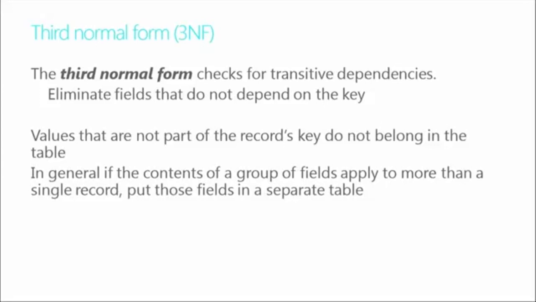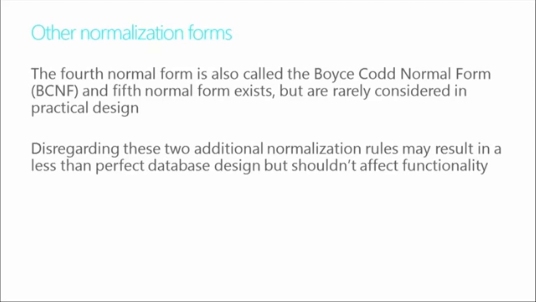In general, if the contents of a group of fields apply to more than a single record, those require a separate table. So again, just conceptually, all right, Brian, you've got me convinced that we want to take our CDs out of a spreadsheet and put them in a database. How do I do that? So we're going to look at how we're going to address that using this third normal form. As I said, there's a couple other ones. There's a fourth normal form called BCNF, so I don't have to try to pronounce the names. We're not even going to worry about those.